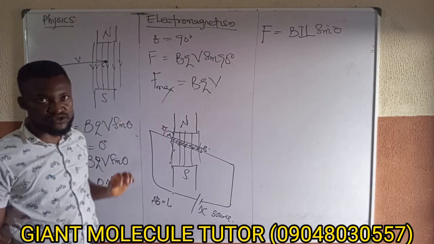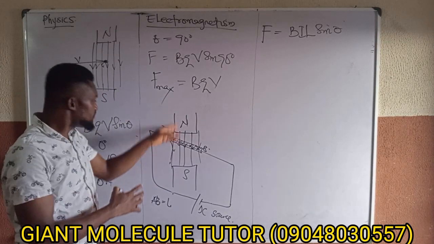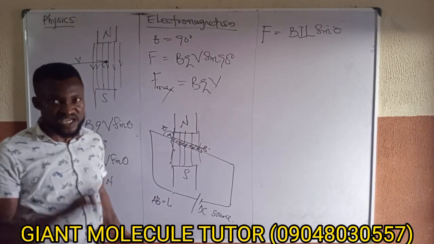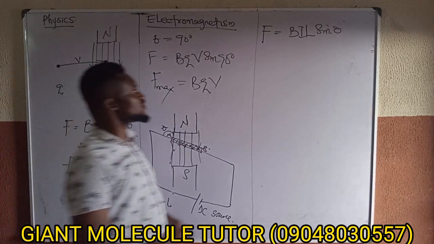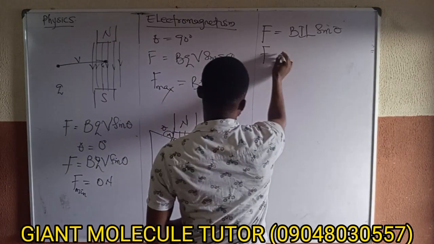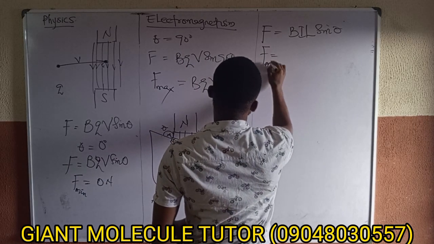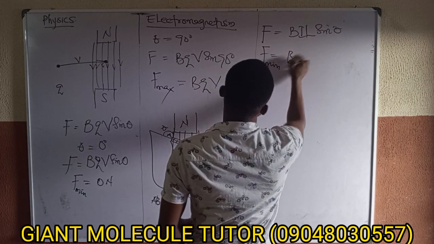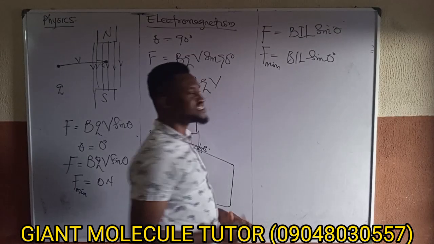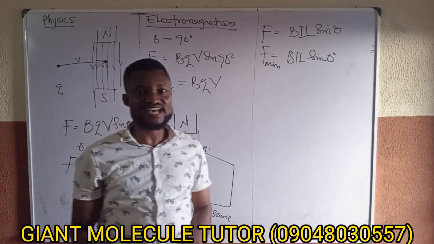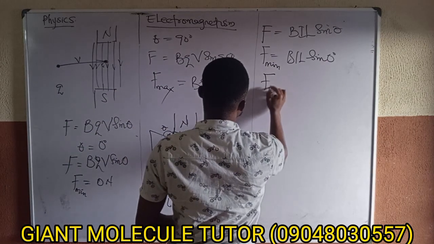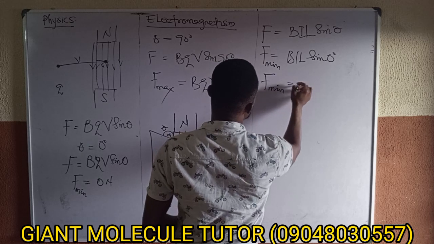Now, if this angle between the field's direction and the direction of the conductor is 0, then you are going to have minimum force. So if it is 0, we have minimum force. The minimum force is BIL sine 0, where theta is equal to 0. And sine 0 will give you 0. So if you multiply this, the minimum force becomes 0 Newton.